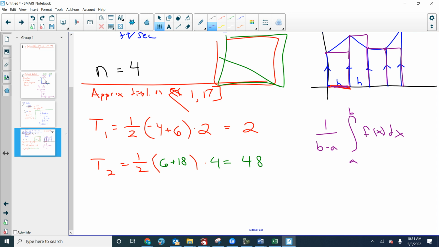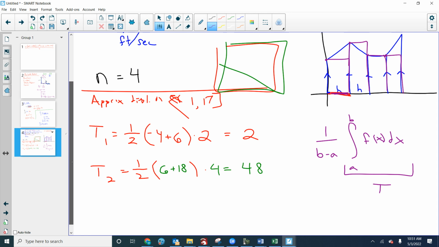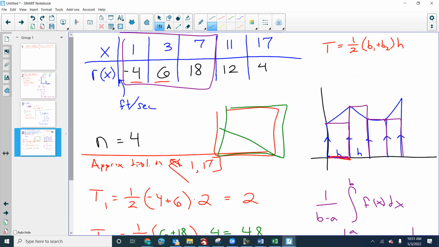So what if they ask you to find the average value of this function? Well, doesn't this part get replaced by the trapezoidal sum? So you would still need to multiply by 1/16. 1 over 17 minus 1. Okay? That's enough prongs for now.